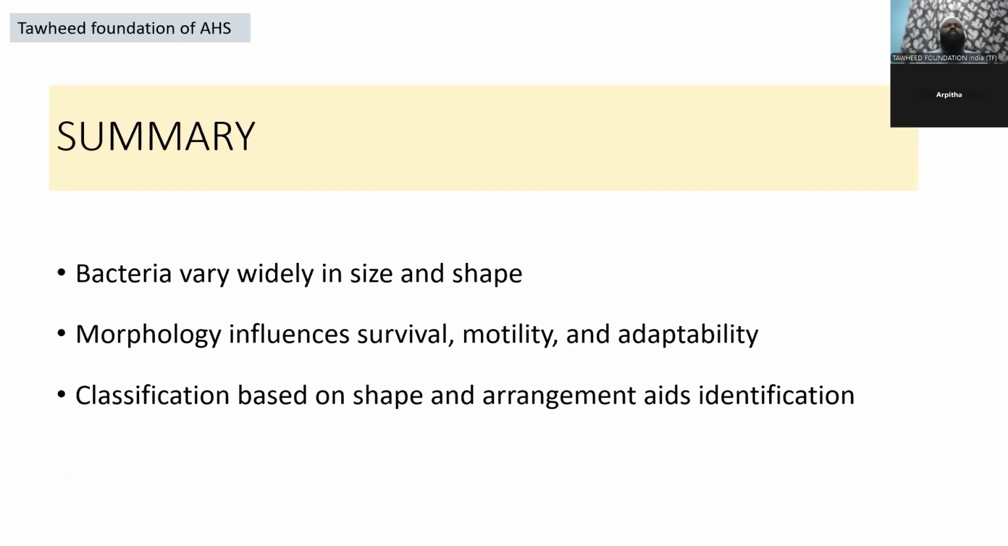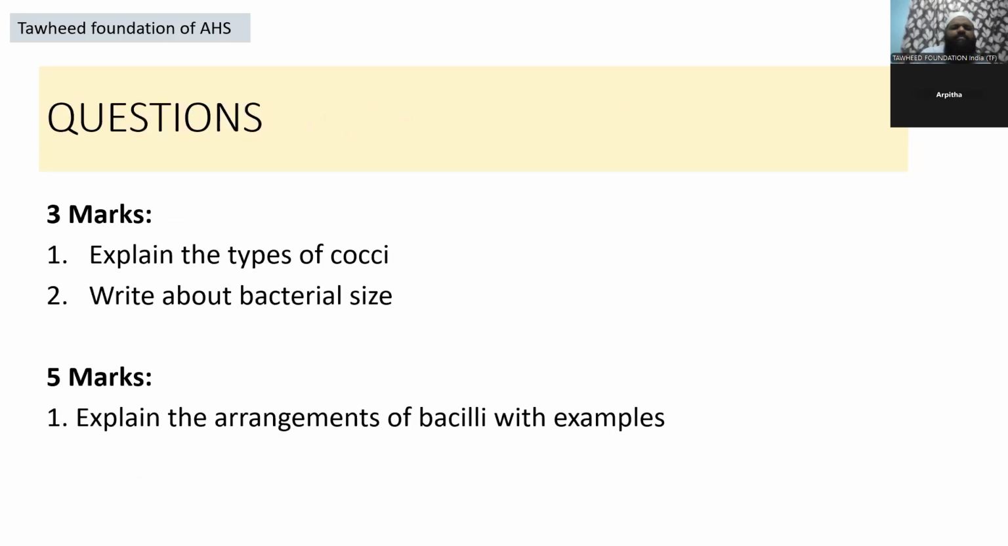Bacteria vary widely in size and shape. Morphology influences survival, motility, and adaptability. So, classification based on shape and arrangement aids identification. Basically, the shape of bacteria is very important to identify which genus it belongs to and also to study the characterization of the bacteria.